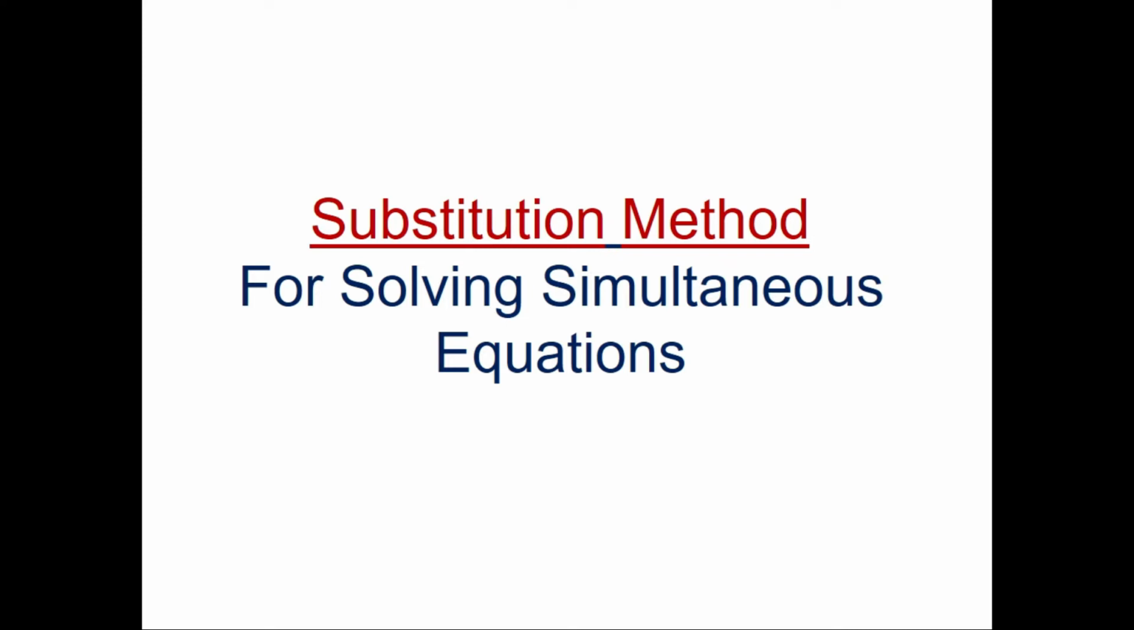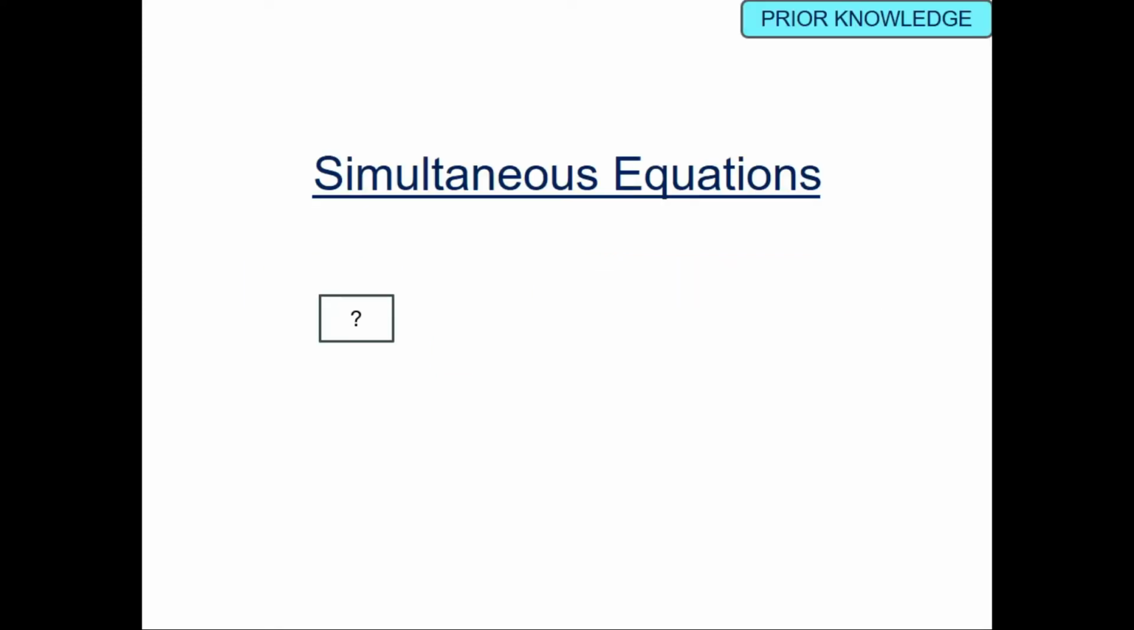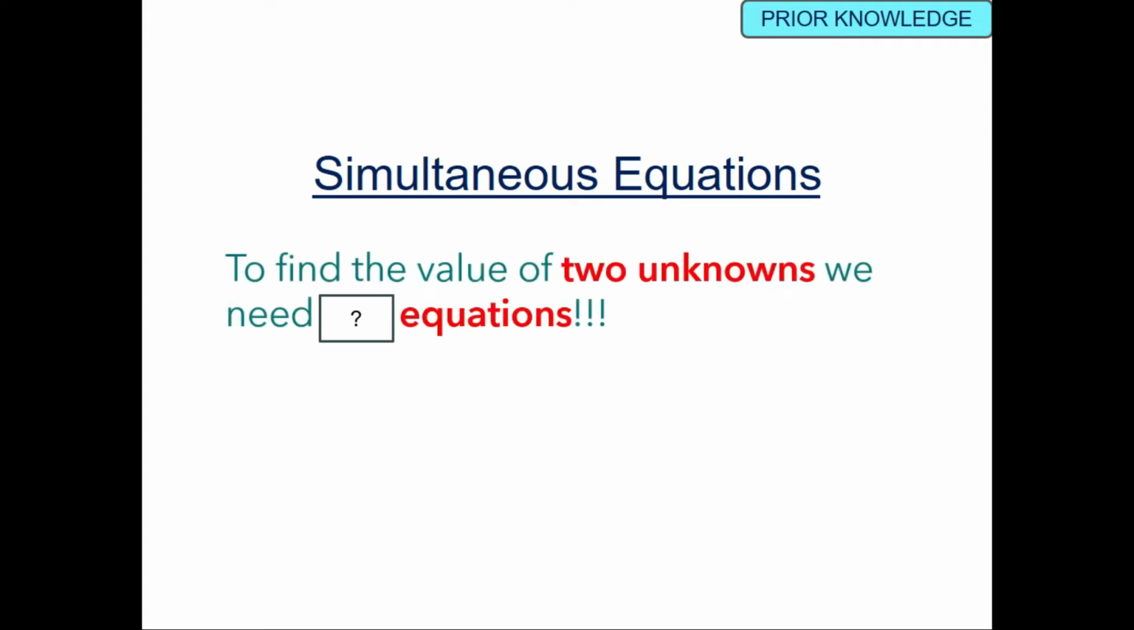Substitution Method. Now before we start the prior knowledge, let me ask you a question. Try to find the missing word. To find the value of two unknowns, we need dash equations. So to find the value of two unknowns, how many equations do you need? Yes, the answer is 2. So we have two equations given to us in the questions and we are asked to find the value of the variables. And let's see how we can do it.